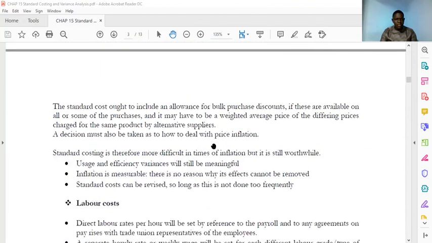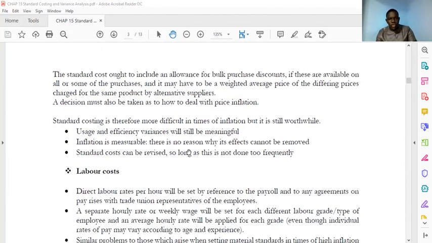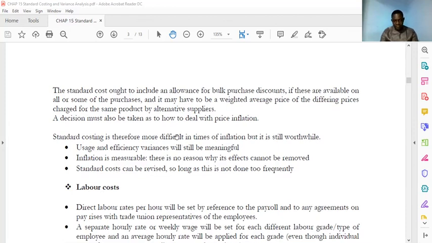Good. Now, the standard cost ought to include an allowance for bulk purchase discount if these are available on all or some of the purchases, and it may have to be a weighted average price of different prices charged for the same product by alternative suppliers. A decision must also be taken as to how to deal with price inflation. Standard costing is therefore more difficult in times of inflation, but it is still worthwhile.